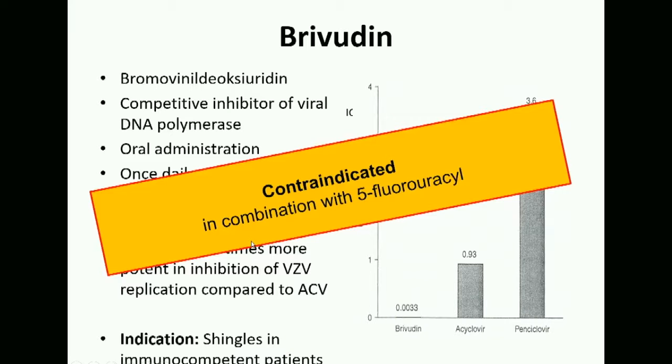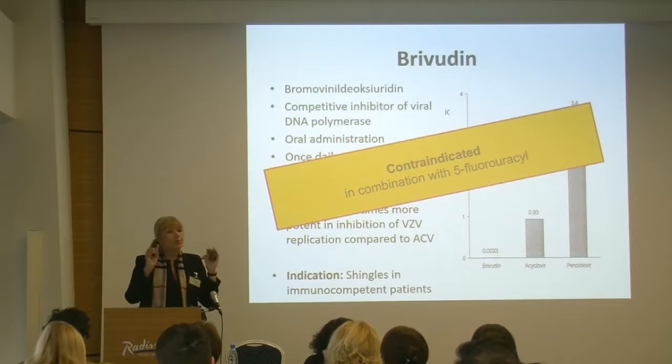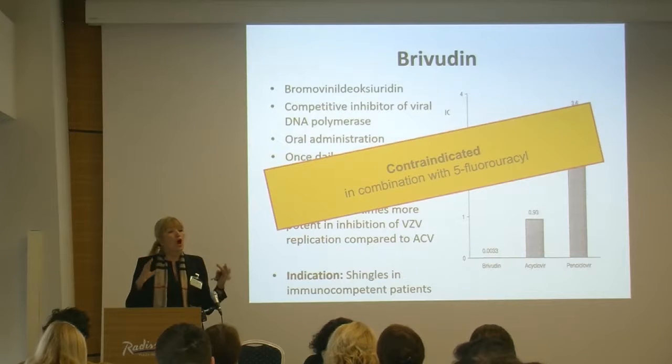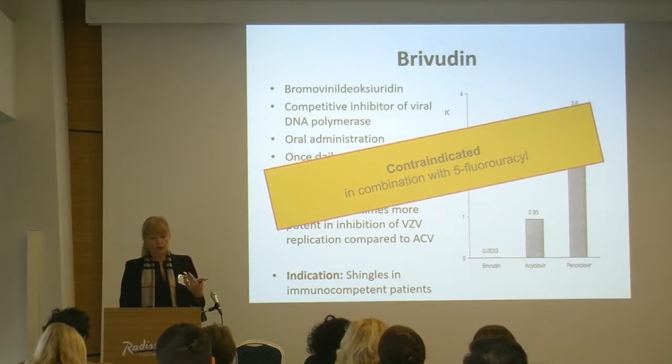Why? Because studies and real-life data have shown that it has to be contraindicated, particularly in combination with 5-fluorouracil, because there have been some fatal cases after this dual combination, a drug-drug interaction. There has been a severe increase in 5-fluorouracil after concomitant treatment with brivudin. So brivudin is only for immunocompetent patients, but it is very well tolerated and has an excellent dosage profile.